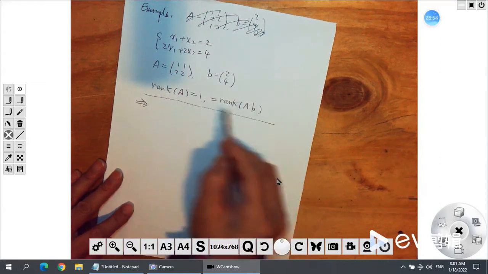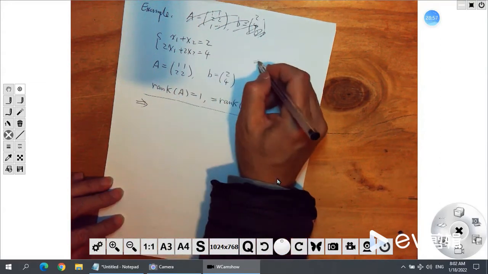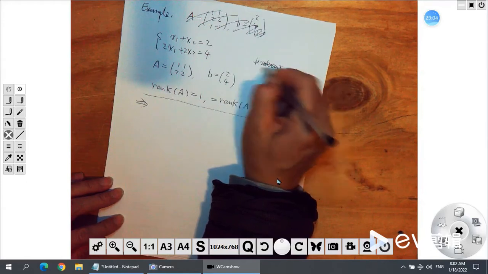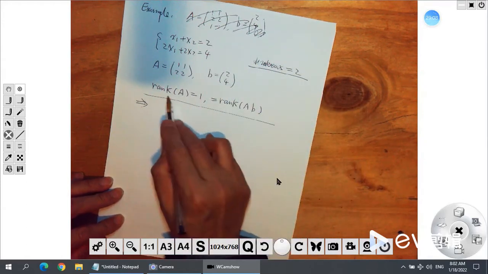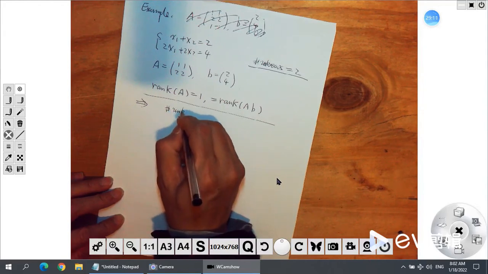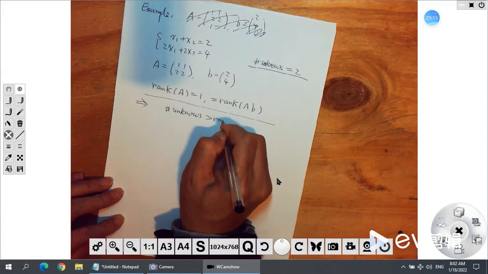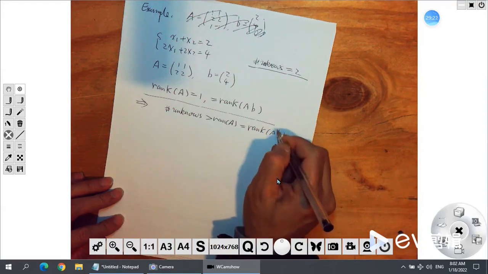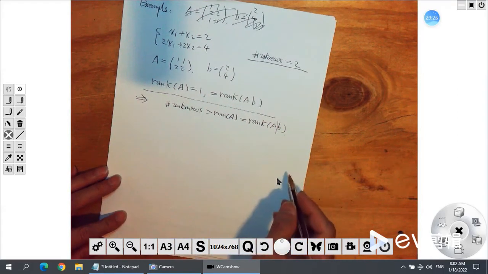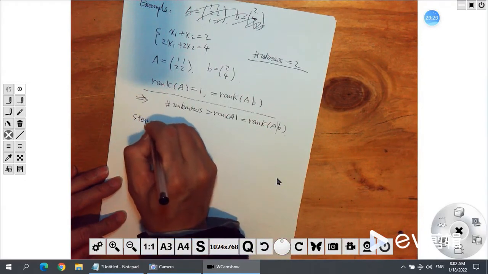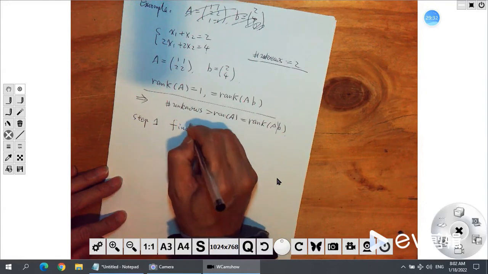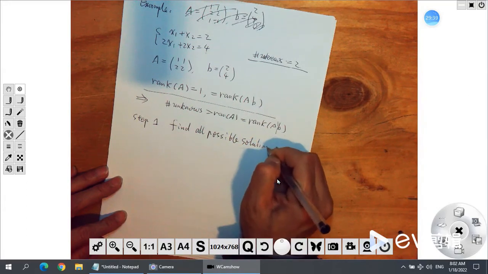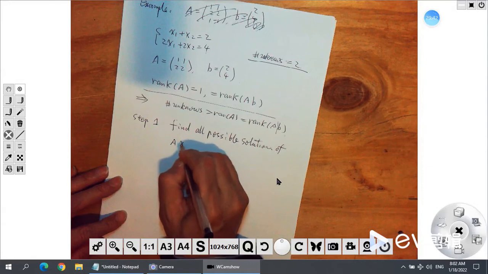Okay, so we have this. Then we know the number of unknowns equal to 2. So the number of unknowns is larger than the rank of A, which is also the rank of AB. Okay. So if we want to solve it, you need two steps. Step 1. Find all possible solutions of AX equal to 0. Now you do not use B.